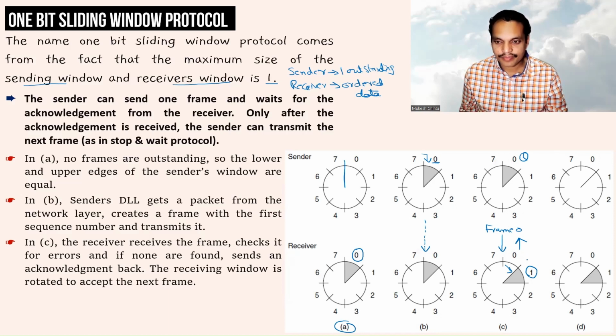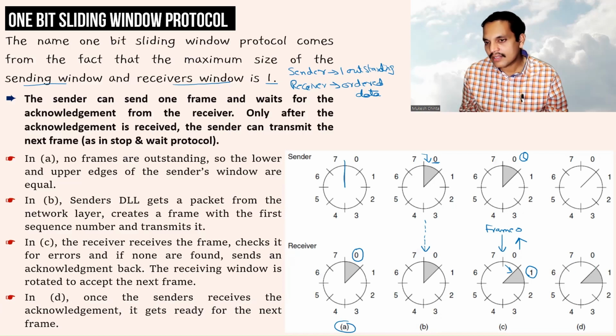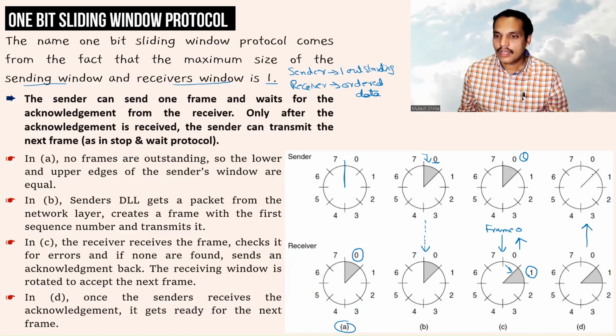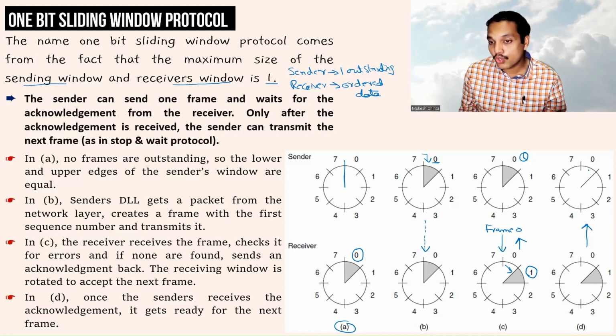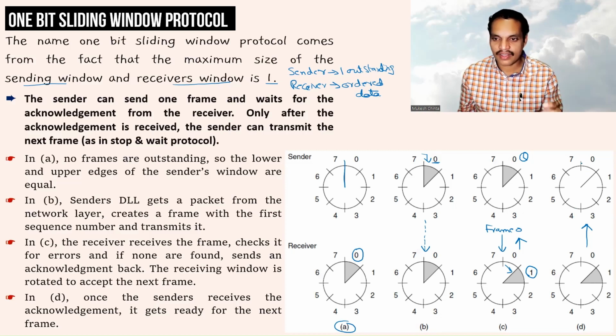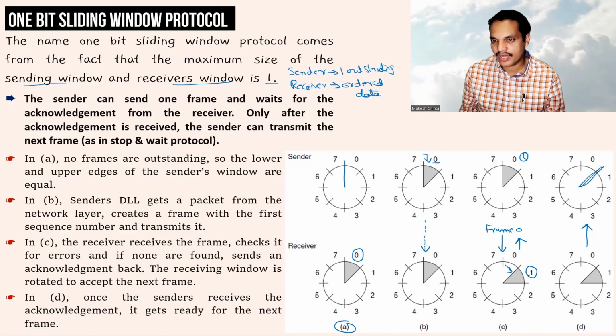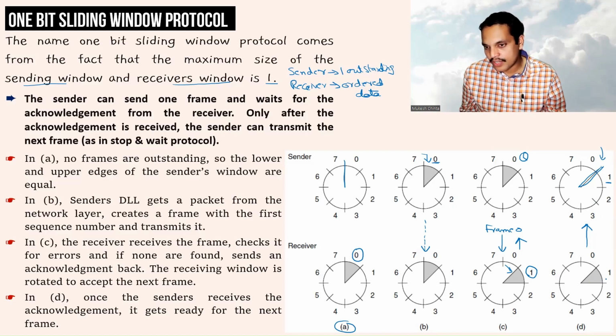In D, as this acknowledgement has been sent to the sender, there is no problem, and assume that there is no data for the sender to send. So the two edges once again rest at the same place here. And in the future, if the sender receives another frame, the data link layer adds the sequence number 1 and it will then send it out, which the receiver has to accept.